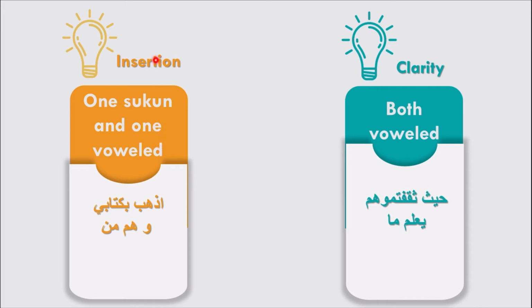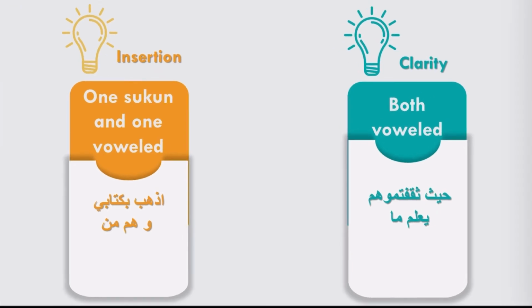In this case, we have to do insertion. So we have to insert the first letter into the sound of the second letter. Like idhab bi kitabi, where this one is sukoon. This is called idgham, insertion, and it is called idgham mutamathilayn, idgham for the two identical letters. Idhab bi. So this is insertion because both letters are the same and the first one has a sukoon and the second one has a haraka. So it is idgham mutamathilayn. The second example is wahum min.